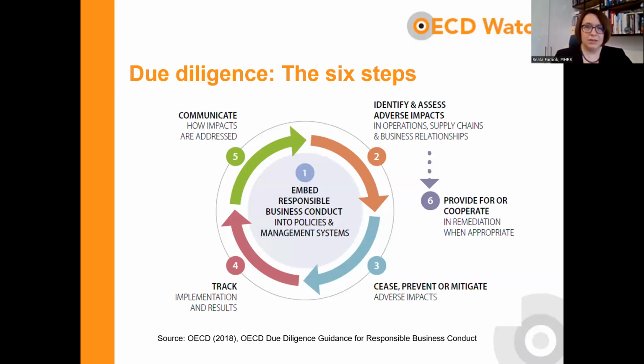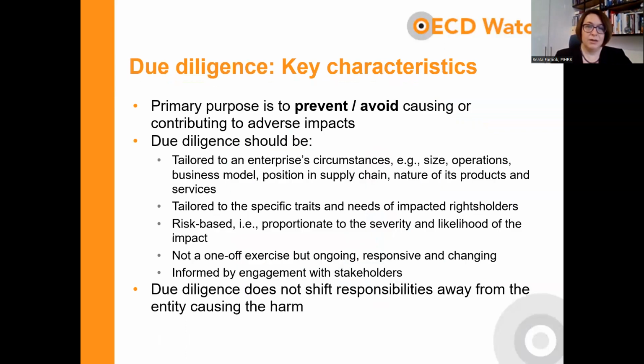Examples of remedy can include legal processes such as prosecution, litigation, and arbitration, non-judicial state-based mechanisms such as specialist government bodies, consumer protection agencies, regulatory oversight bodies, national contact points created under the OECD guidelines, among others. It is important to remember, though, that the primary purpose of carrying out due diligence is to prevent or avoid causing or contributing to any kind of adverse impacts.